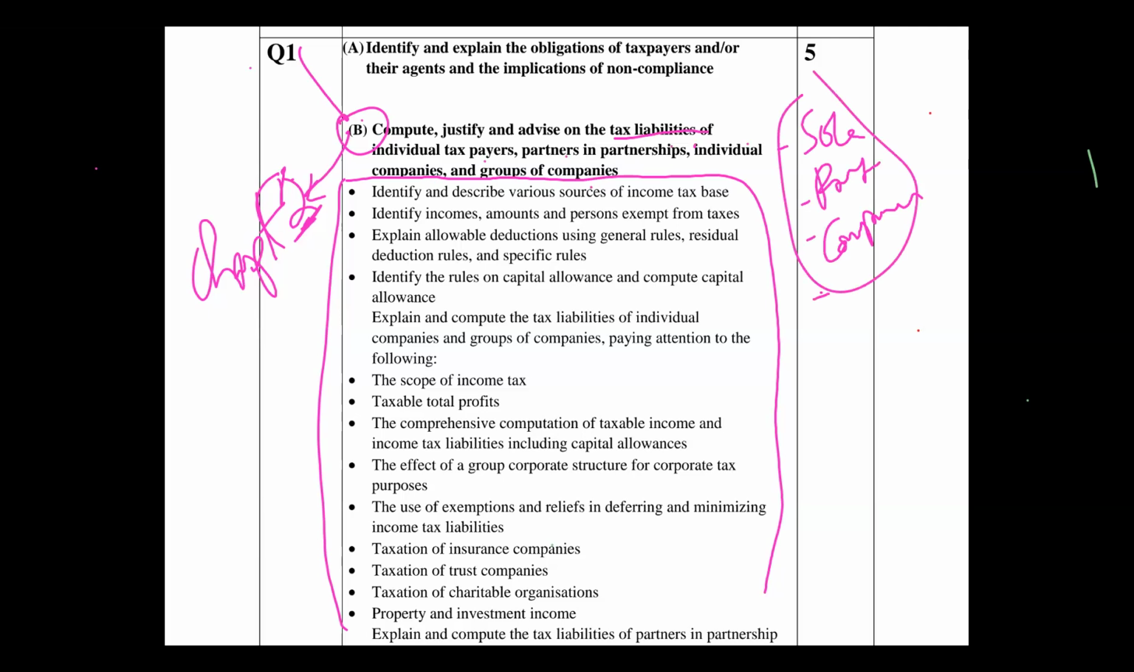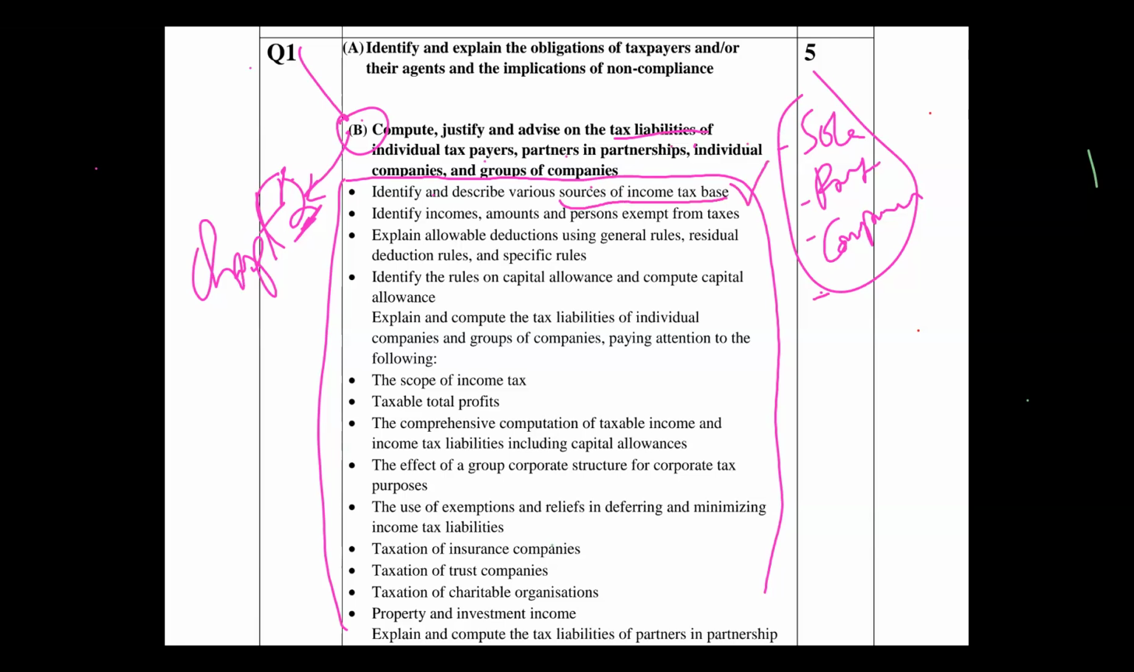But within this B, we have identify and describe their theories in addition. So if I pick the S&D notes on sole proprietorship, partnership, companies, groups of companies, I'll be searching out for these specific things. What are the sources of income tax base? I have to search for it. If it's not in the note, I have to use chat or AI to get the answer.